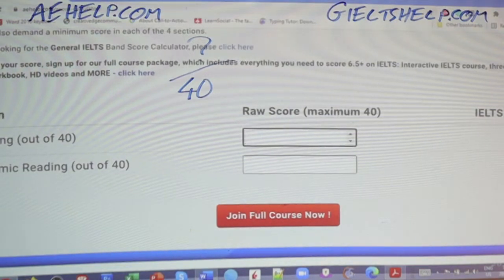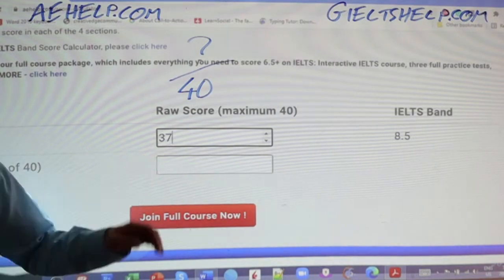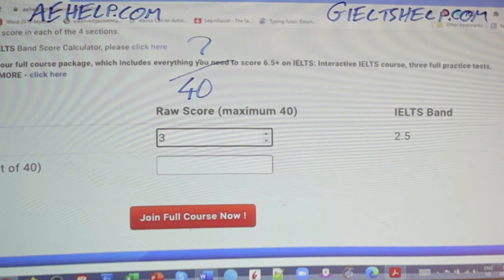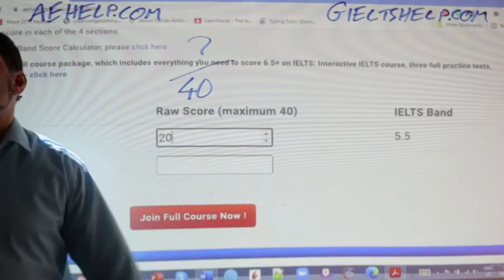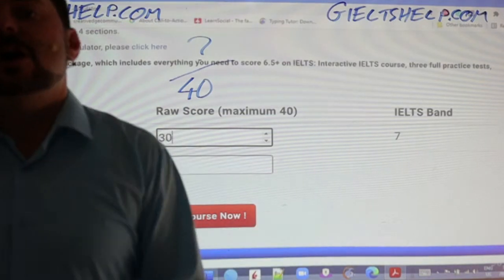So Marjona says 37. Marjona, it's pretty good. A 37 is an 8.5, okay? Verma says 32. 32 is a 7.5. Diraj Kumar says, I got 20 out of 40. 20 out of 40 is a 5.5. Okay. Jack William, 25, is a band 6. Okay. And Duke Duong says, I got 30. 30 is a band 7. So again, you can check your scores on our websites, okay?